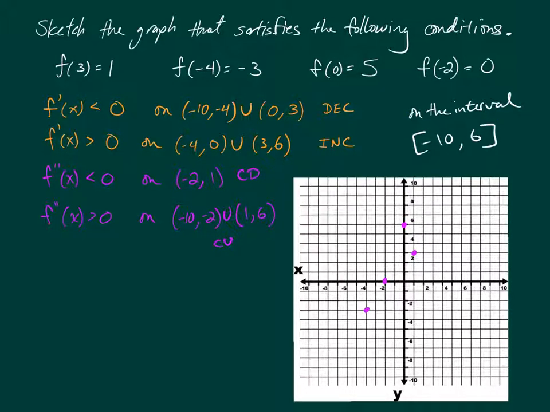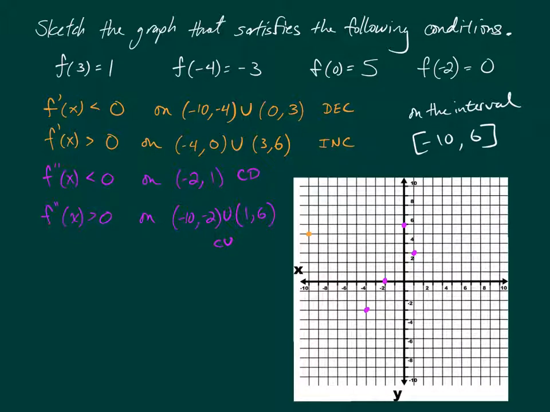So you can come over here and start your graph at negative 10 anywhere, as long as you're decreasing between negative 10 and negative 4. So I know that this is going to have to go down to get to this point here. So I just have to decrease, decrease, decrease, and right there I'm going to stop decreasing, right, at negative 4, and then I'm going to start increasing at negative 4, and I'm going to increase all the way over to 0.